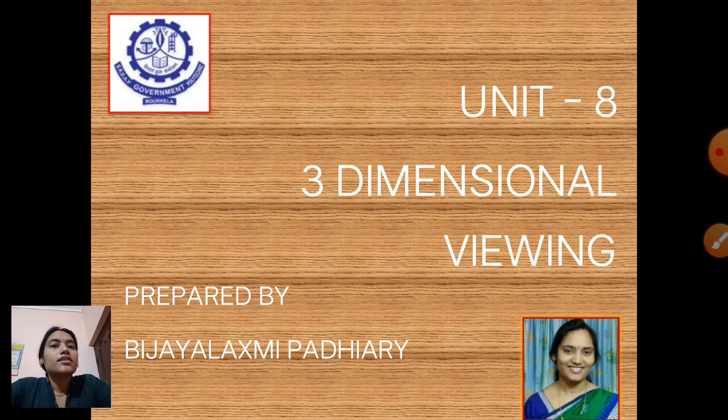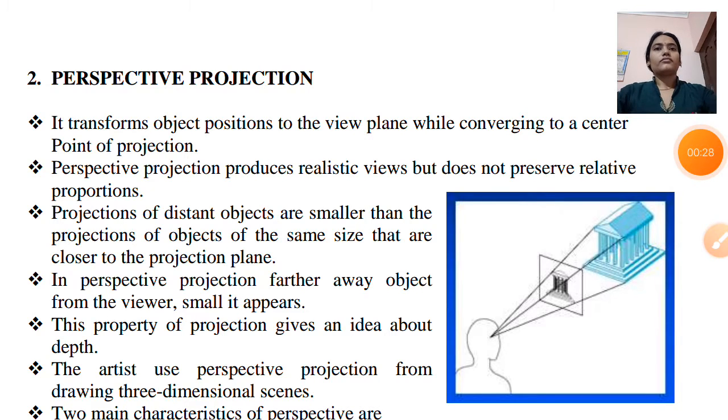Welcome to the class. In the previous class, we completed parallel projection and its types. Today we will discuss perspective projection and the different types of perspective projection. So let us come in detail. Perspective projection. Perspective projection transforms object position to the view plane while converging to a center point of projection.